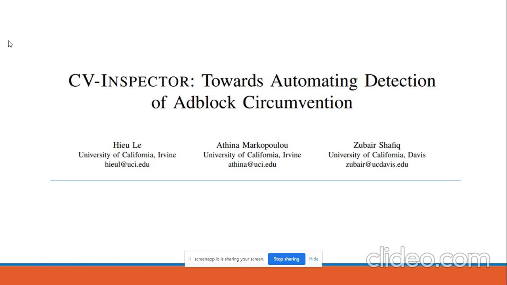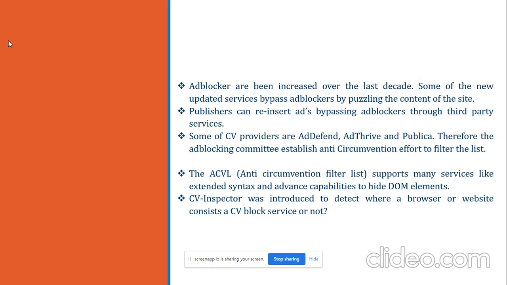So, CV Inspector is one of the automated detections of ad block circumvention. Ad blockers have increased over the last decade. Some of the new updated services bypass ad blockers by obfuscating the content of the sites. Publishers can reinsert the ad by bypassing the ad blockers through third-party services. Some of the third-party services and CV providers are AdDefend, AdThrive, and Publica.